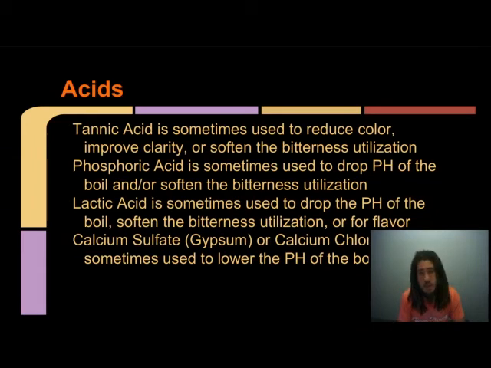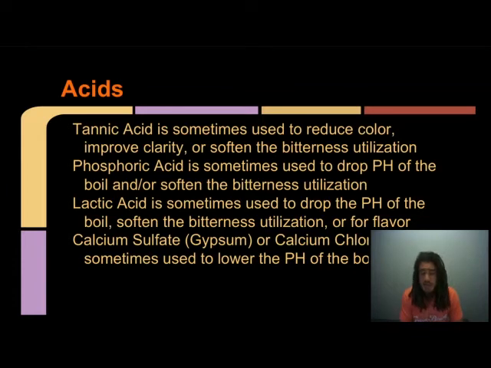Acids. All right, so some of the most common acids used, tannic acid. Tannic acid is sometimes used to reduce color, it improves clarity, and it softens the bitterness utilization that you're going to get from your hops. There's also phosphoric acid, which is often used to drop the pH of the boil and or soften the bitterness utilization. Again, higher acid levels, i.e. lower pHs, will decrease your isomerization level, so you won't get as much bitterness from your hop additions. Lactic acid is sometimes used to drop the pH of the boil, soften the bitterness utilization, or it's sometimes added for flavor if you're trying to get some acidic characteristics.